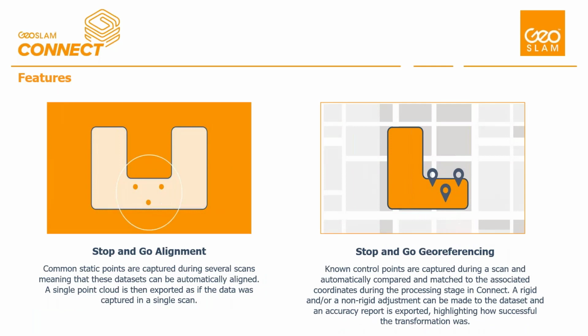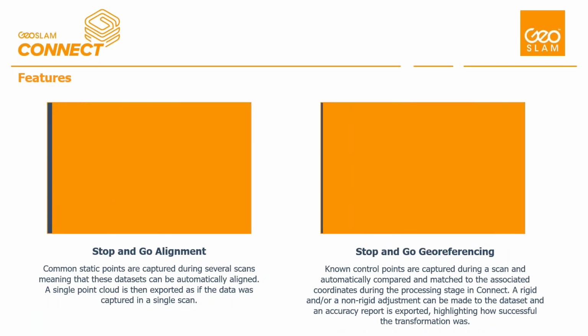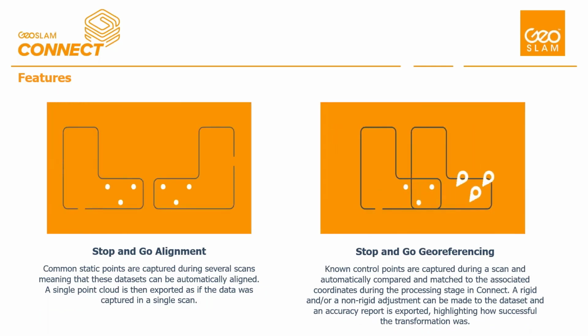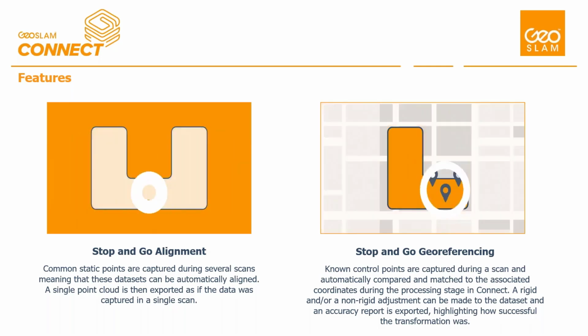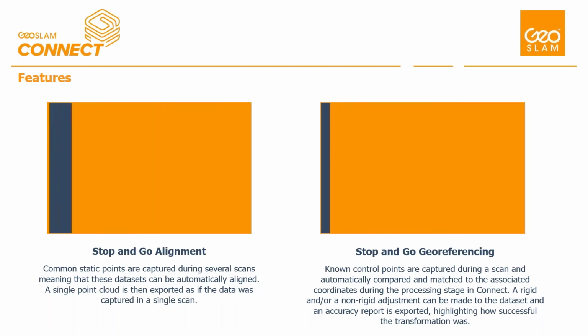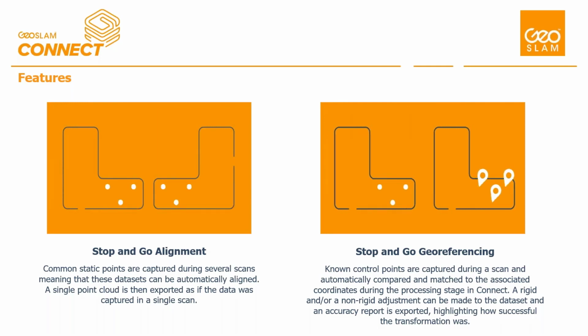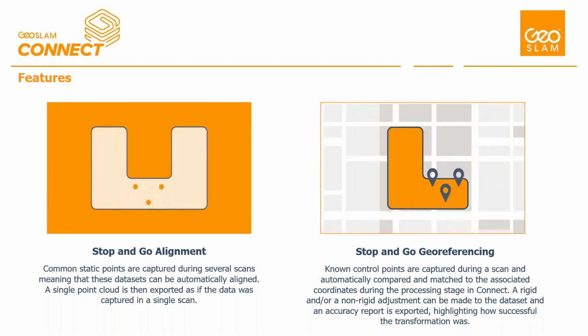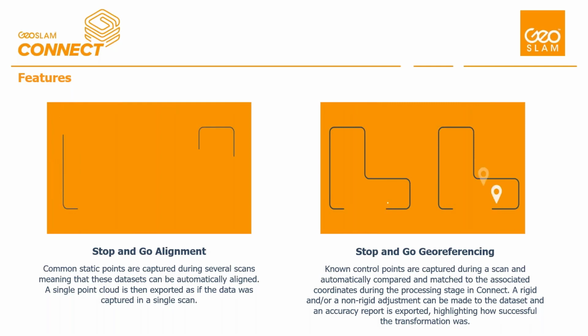Stop and go alignment is a new feature where common static points are captured during the scan or during both scans, and then these can be automatically aligned within one workflow. So you're able to match these based on the common control points. So if you've got large data sets, you are able to do this all within one workflow.